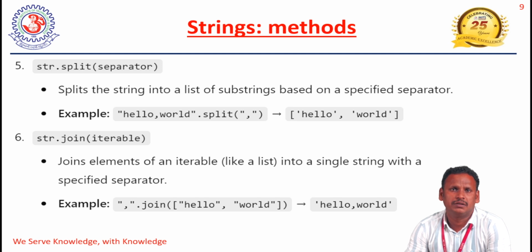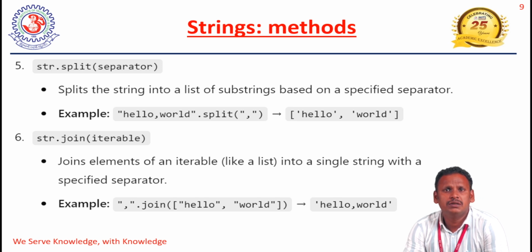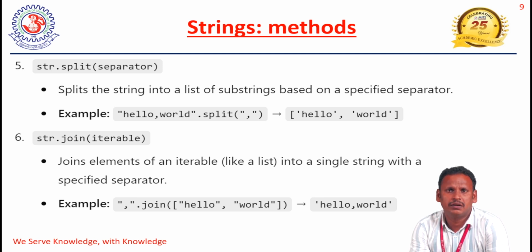And then the split method. Whatever separator you give, according to it the split method will split your string into multiple elements. Those multiple elements will be stored inside a list. So hello, world dot split. Here I am giving the separator as comma. That's why it splits into two words. One is hello, another one is world. It will store them inside a list. Okay. Then the next one is join.